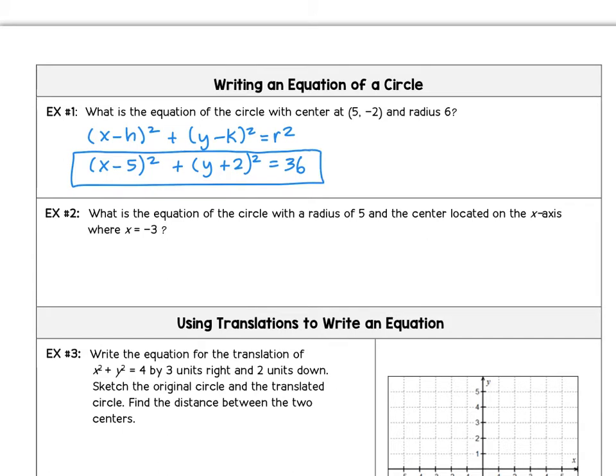Example 2, what's the equation of a circle with a radius of 5 and the center located on the x-axis where x is equal to -3? Okay, so that ordered pair there would be, if it's on the x-axis, then y would have to be 0. So this would be x minus -3, so I'm going to go ahead and put x plus 3 squared, plus y minus 0 squared, so that's just y squared, equal to 5 squared, so that's 25.